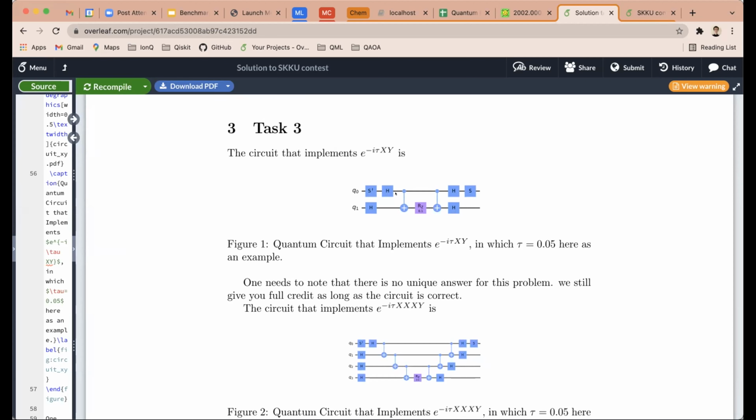So here I provide an example. The example being that in order to implement, for example, e to the minus i tau xy, you first perform this basis transformation to transform the first qubit to y basis and the second qubit to x basis.